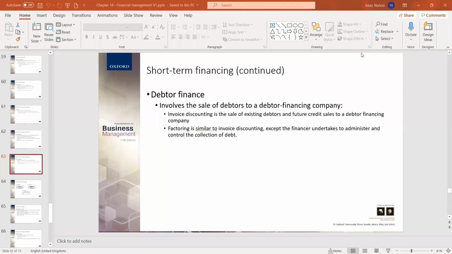One other short-term form of financing is what we call debtor financing. Here, it involves the sale of debtors to a debtor financing company. And when we talk about this, we are saying that it involves invoice discounting. So it is the sale of existing debtors and the future credit sales to a debtor financing company. Then factoring is similar to invoice discounting, except the financer undertakes to administer and control the collection of debt.